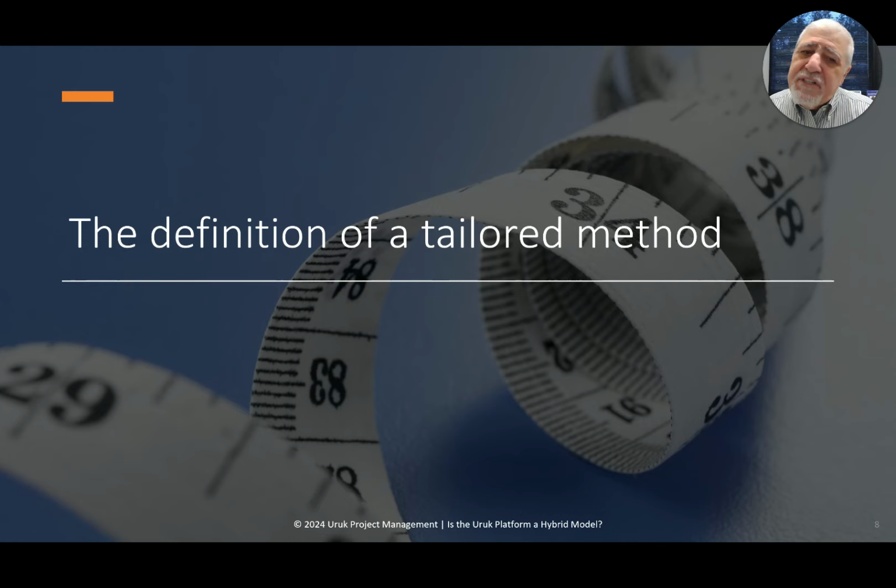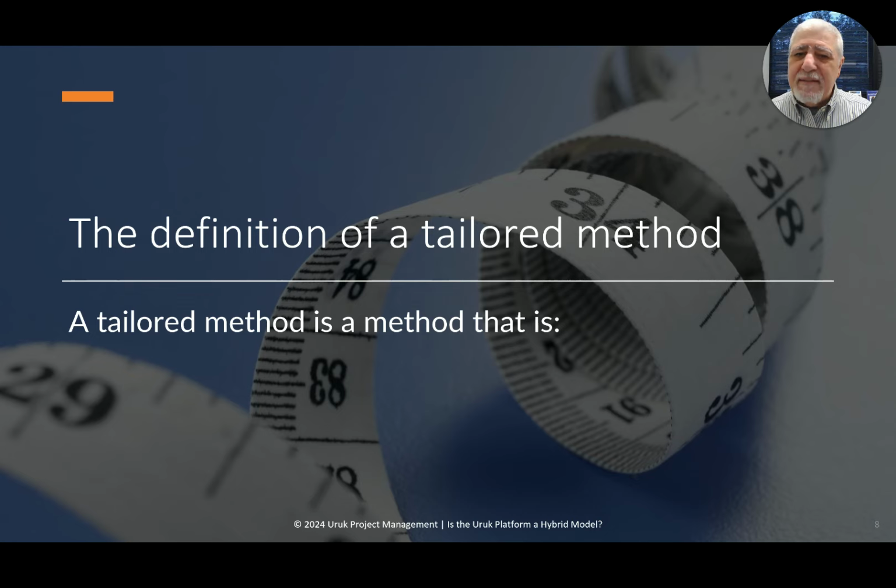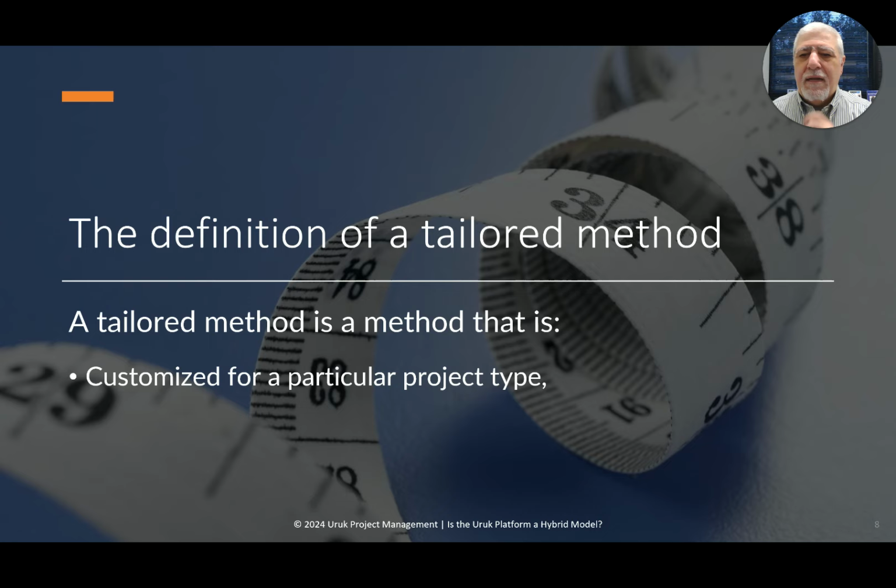What was the definition of a tailored method? A tailored method is a method that is customized for a particular project type. So basically what we are saying is that you have different project types, and there are different criteria and variables we look at. I will show you.